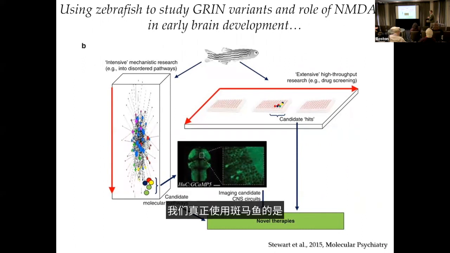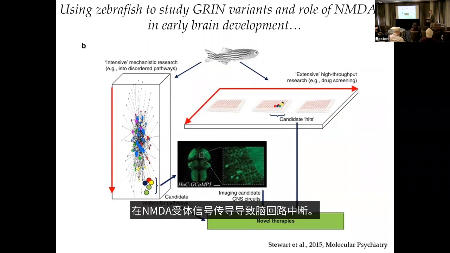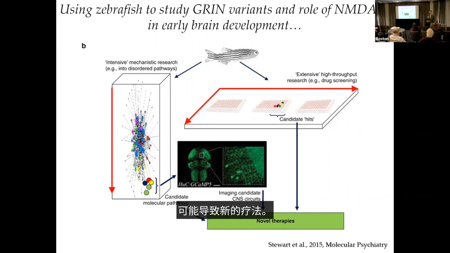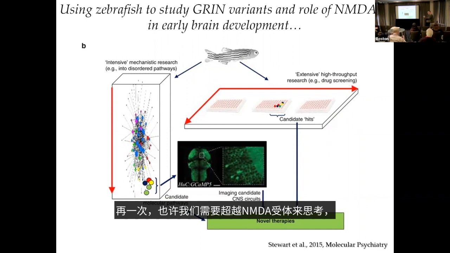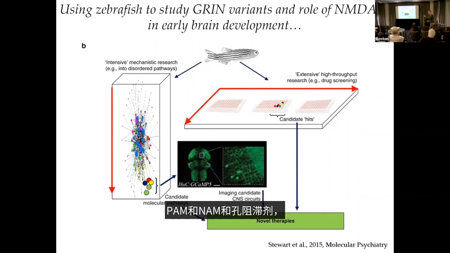But what I want to talk to you about today is a different aspect. What we're also using zebrafish for is to understand how alterations in NMDA receptor signaling lead to disrupted brain circuits. We believe, as do many other labs, that understanding how these disrupted circuits arise may lead to novel therapies. Again, maybe we need to think beyond NMDA receptors, PAMs and NAMs and pore blockers, and start thinking about other systems that get disrupted in this process.